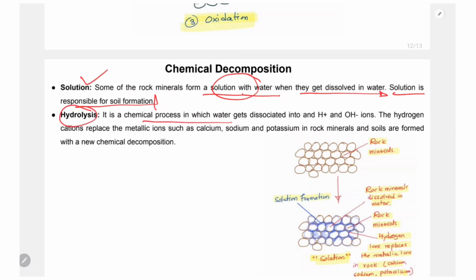It is a chemical process in which water gets dissociated into H plus and OH minus ions. Basically, in hydrolysis, the water dissociates into two ions, H+ and OH-, and these hydrogen ions replace the metallic ions in the rock minerals. The metallic ions are calcium, sodium, and potassium, and due to this the decomposition of rock occurs. These are the chemical ways by which soil gets formed.